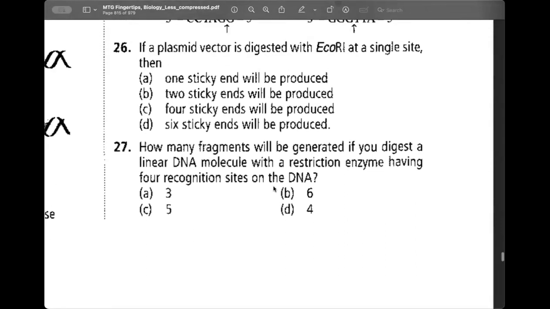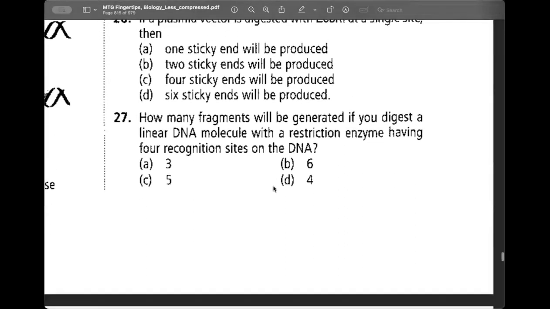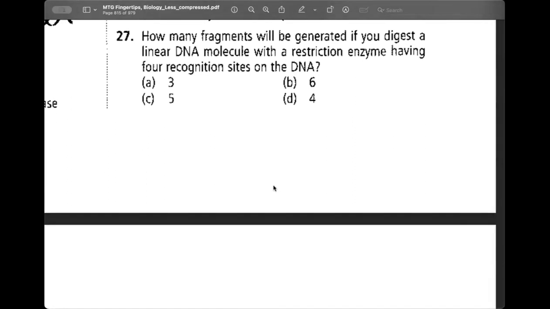Question 27. It's just simple but a trick question. Will you read the question? Are you there, Iram? Question 27. Yes, sir. How many fragments will be generated if you digest a linear DNA molecule with a restriction enzyme having 4 recognition sites on the DNA?